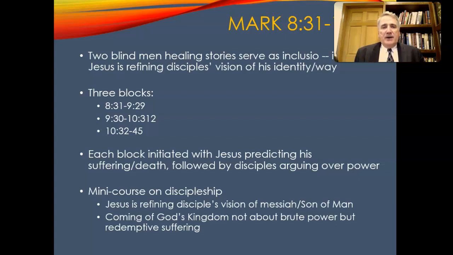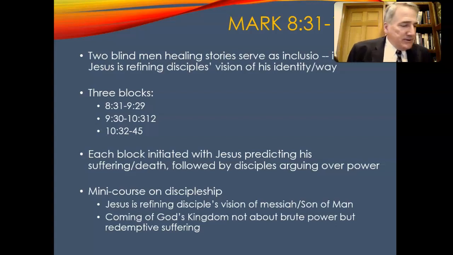All right? There are three blocks of material in basically these two chapters in Mark. Each one is initiated with Jesus predicting his suffering and death. And immediately it's followed by the disciples arguing over that power. So, we saw this with regard to Jesus predicting his death, and then Peter says, Jesus, let's rethink that. We can do this another way. And Jesus says, get behind me, Satan.